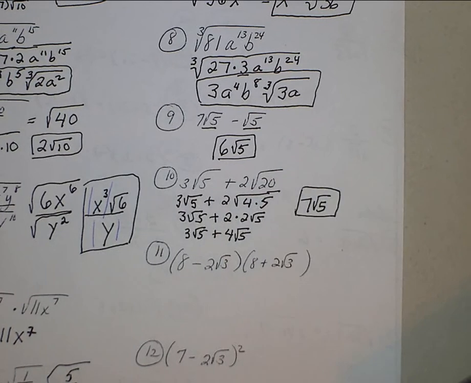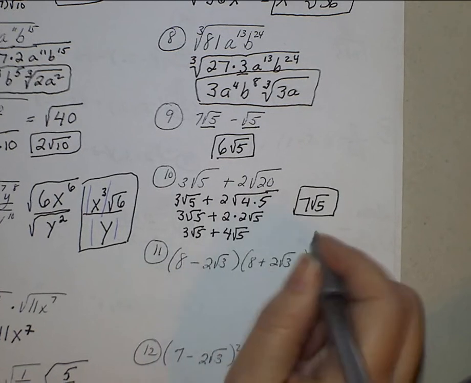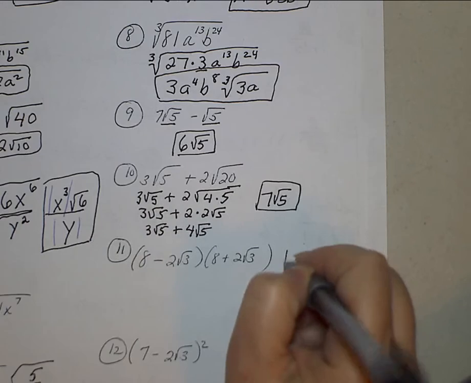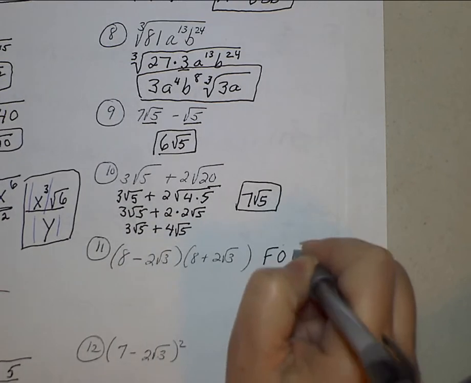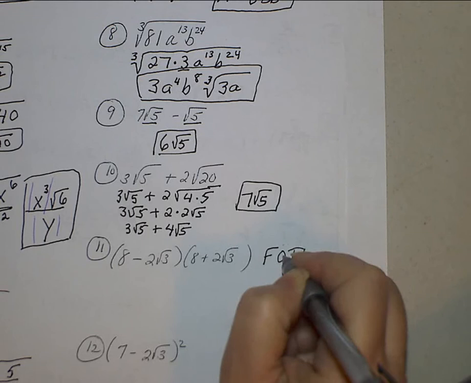Alright, what do you notice about number 11? Hopefully you notice that it's the same thing but opposite signs. So what happens when we have the same thing but opposite signs if we FOIL? The middle two numbers will drop out. So since the middle two numbers on FOIL are going to drop out, we're just going to do the first and last.